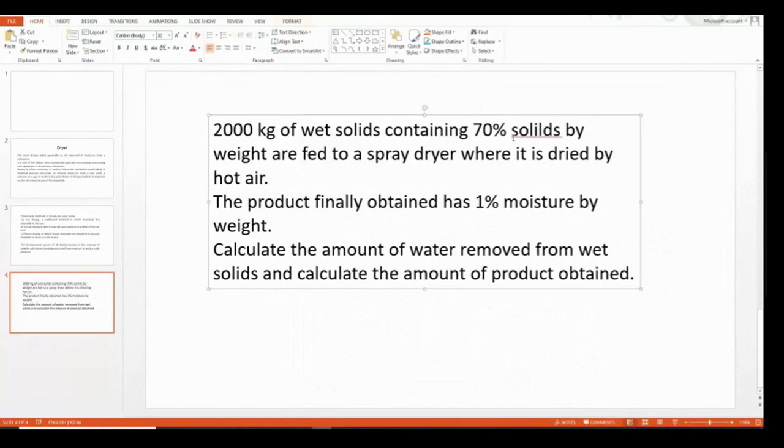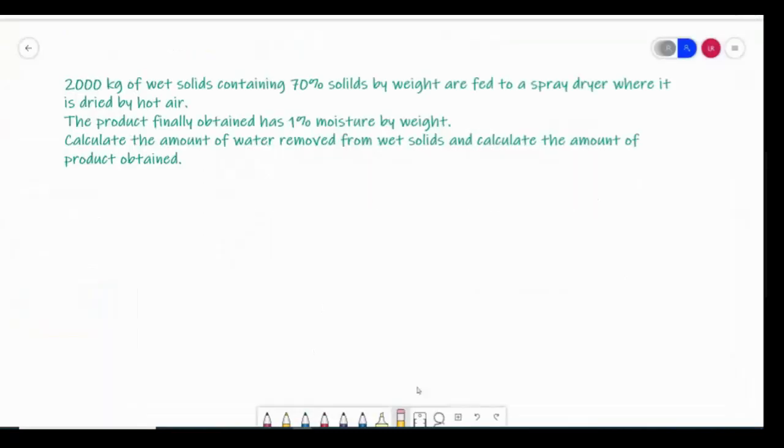2,000 kg of wet solids containing 70% solids by weight are fed to a spray dryer where it is dried by hot air. The product obtained finally has 1% moisture by weight. Calculate the amount of water removed from wet solids and calculate the amount of product obtained. What we have to do? Here the basis is given, 2000 kg, right?